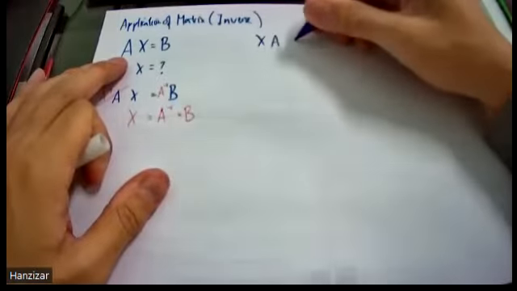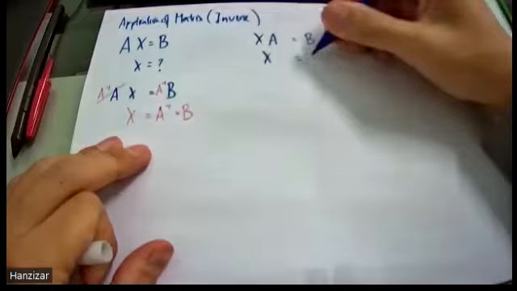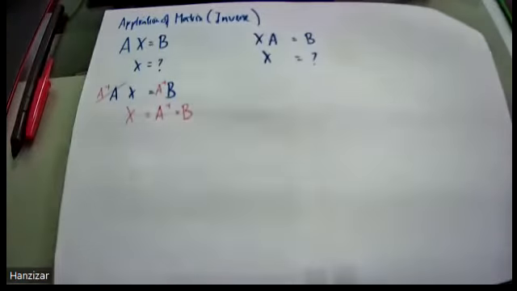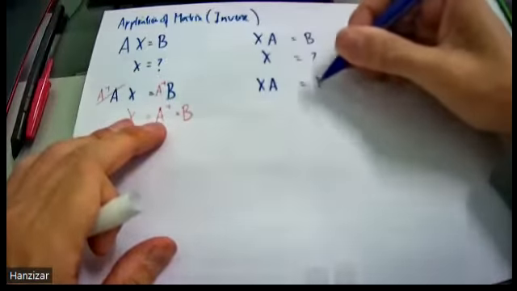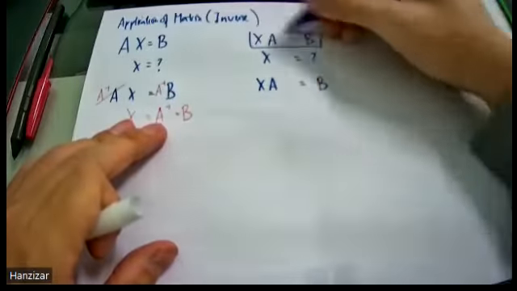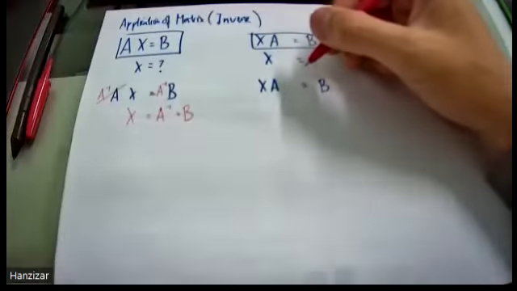Now, how do I do this one? X times A equals B. How can I find the X? Again, you need to annihilate the A. So how do you do it? I write one more time on this part. This is the master key. You need to annihilate A by multiplying it with A inverse.